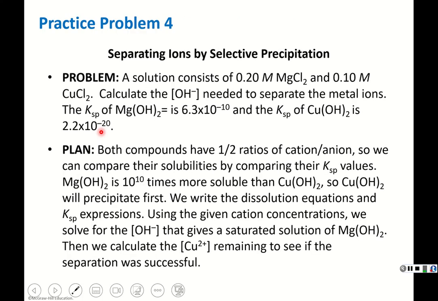So let's try a practice with this concept, and this is a pretty complex idea, but let's go through a problem like this. Okay, you have a solution that consists of 2.2 molar magnesium chloride and 0.1 molar copper chloride. So basically what you have are magnesium and copper ions in solution. These are strong electrolytes. They'll be fully dissolved, right? They're chlorides.